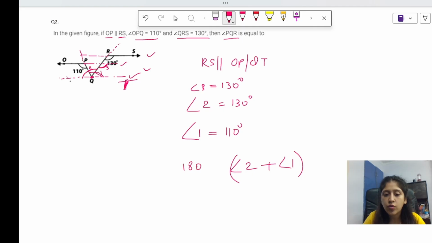So we'll just subtract it from 180. So my angle PQR is what? 180 minus angle 2 plus angle 1. And we just solve it, we'll get our answer. I hope the concept is clear. Why did I do that?